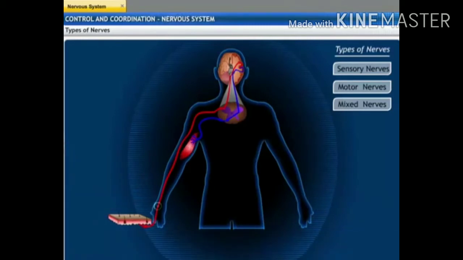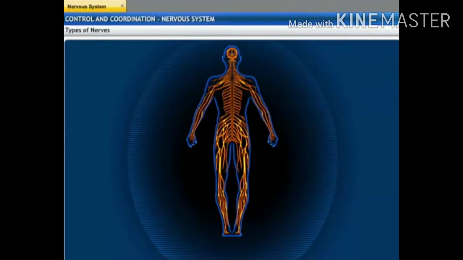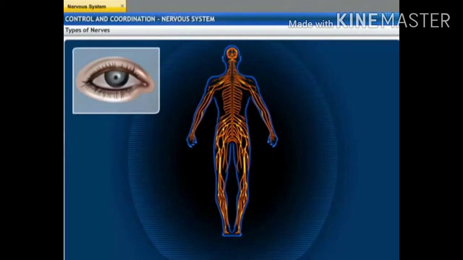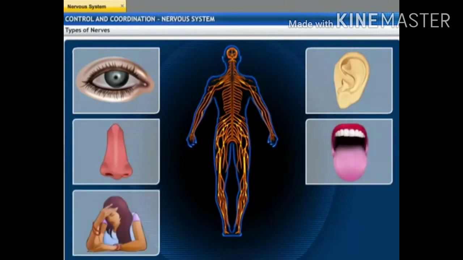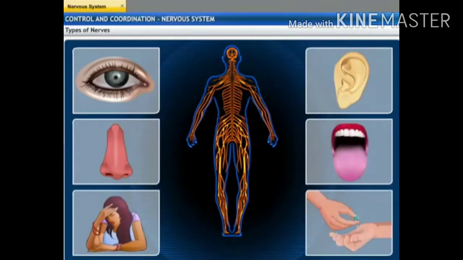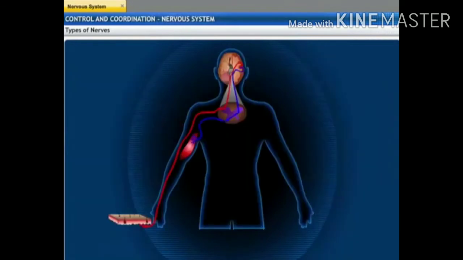Sensory nerves send messages from the sense organs to the brain or spinal cord. So, our sense organs provide the nervous system with information about the environment by means of sight, hearing, smell, taste, pressure, and pain.